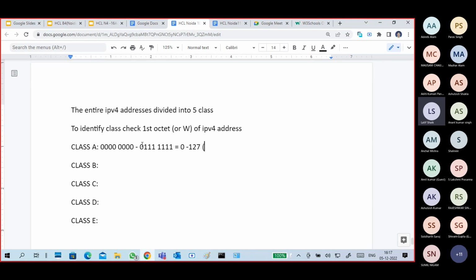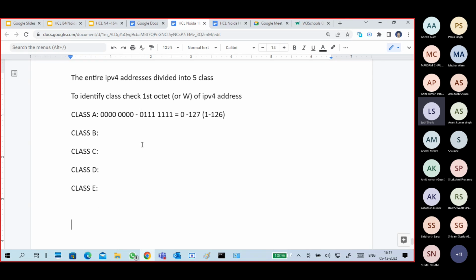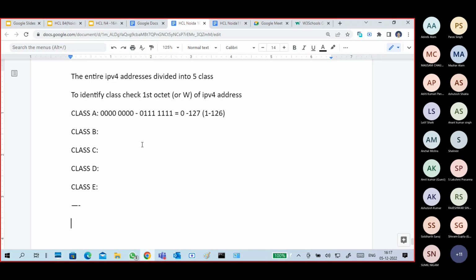So the class A range is 0 to 127, but in some places it shows 1 to 126, or 0 to 126, or 1 to 127. Why that is, I will tell you now, guys. 0.0.0.0 is a reserved IP address, also called an unknown IP address, an unknown host kind of stuff. This is also used in specific services.